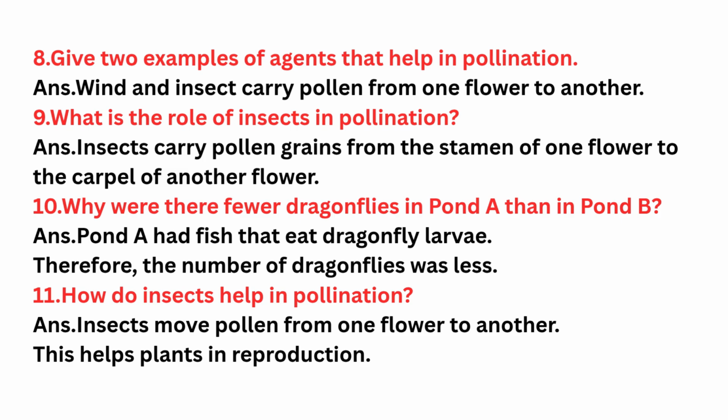Question number 10. Why were there fewer dragonflies in pond A than in pond B? Answer: Pond A had fish that eat dragonfly larvae, therefore the number of dragonflies was less. Question number 11. How do insects help in pollination? Answer: Insects move pollen from one flower to another. This helps plants in reproduction.